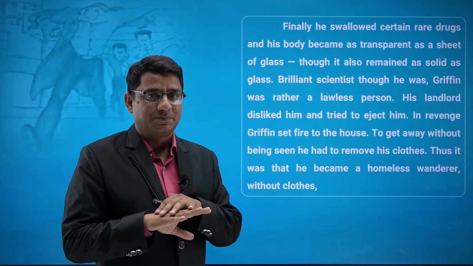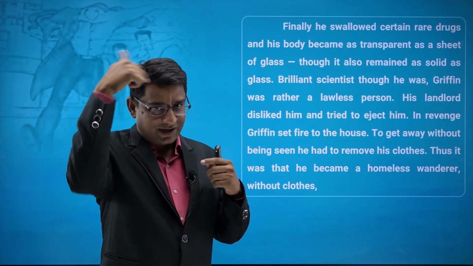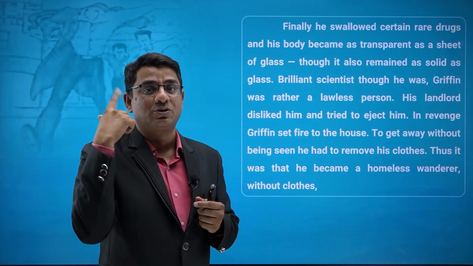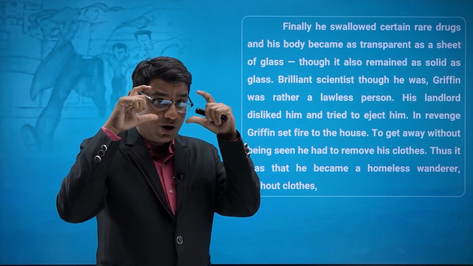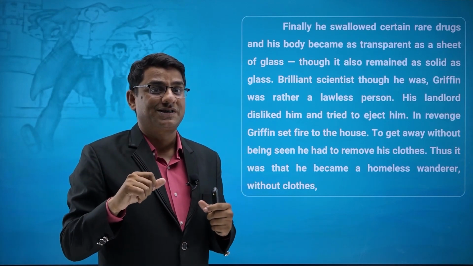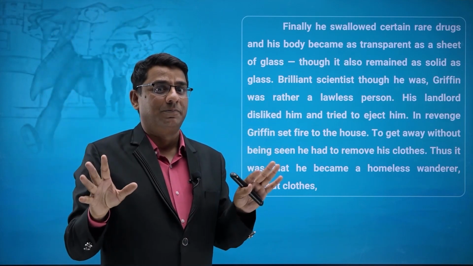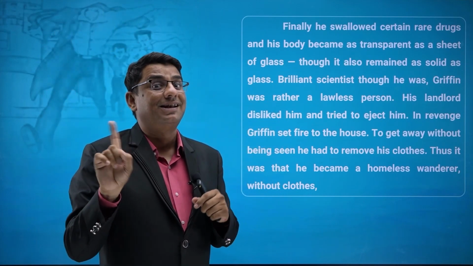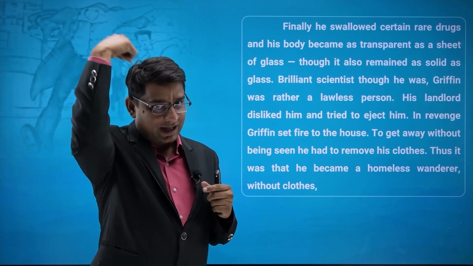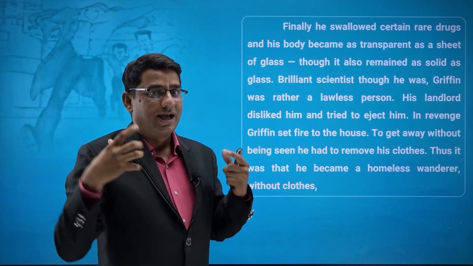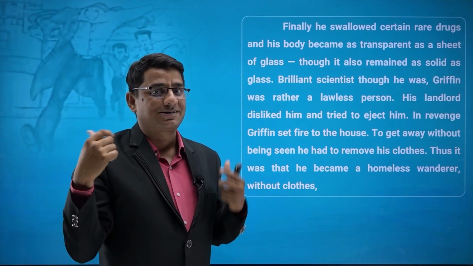So the gloves are visible. The bandages, when he's tying them all around his face, are visible. He's wearing goggles also, so those goggles are visible, and a hat also. So it looks like somebody is walking, but not the body. Skin is not visible, only the tied up clothes and that hat and those goggles and those gloves.